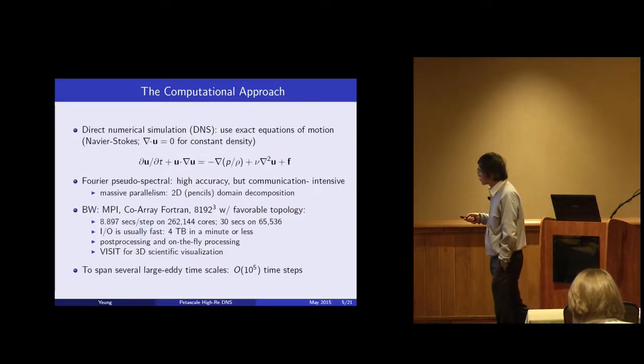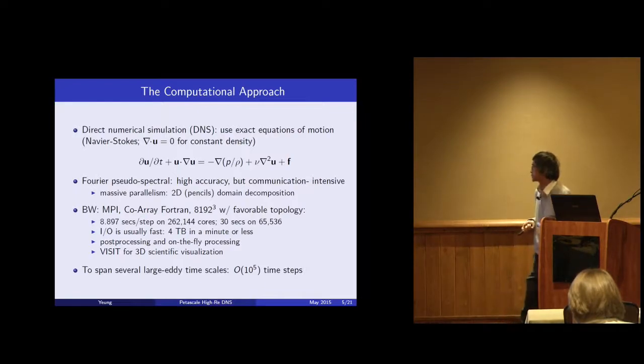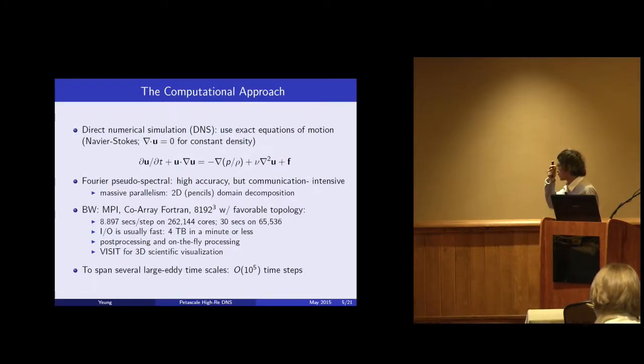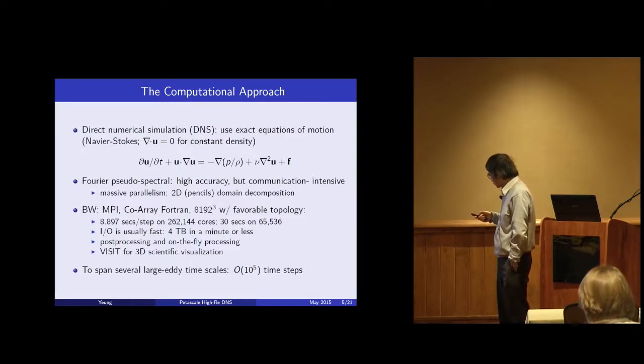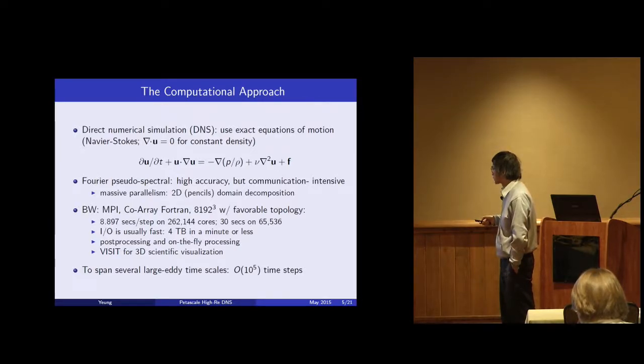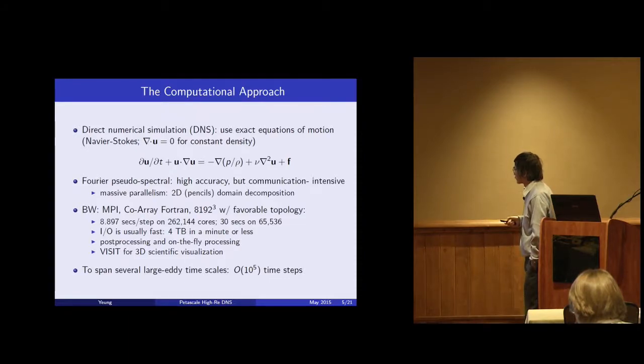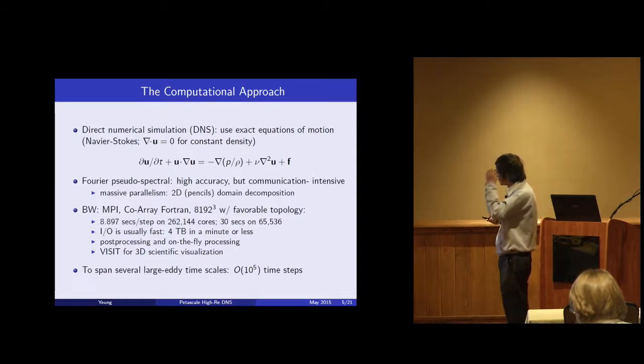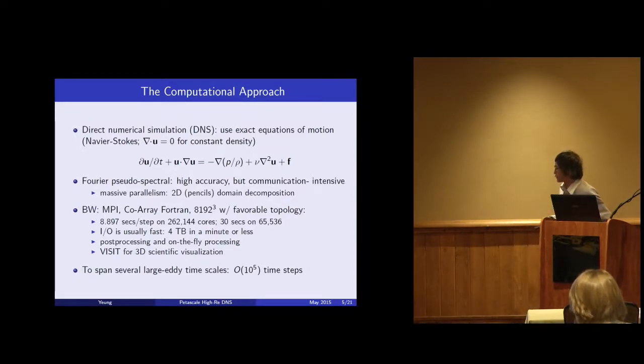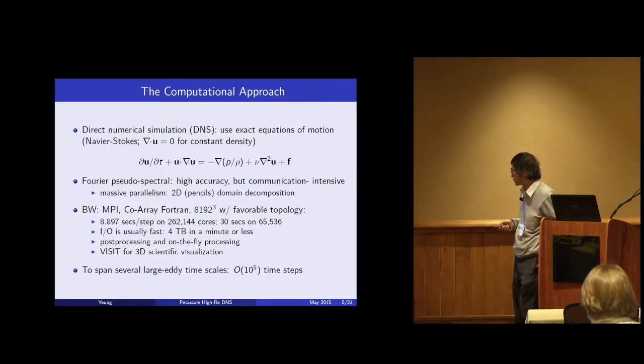We have used Coarray Fortran, which is very important. This is essentially one-sided communication. And on about 256K cores, our best timing was just under 9 seconds per time step, which scales very well if you compare to 30 seconds on 64K cores. The I/O is quite fast. We can write a 4 terabyte checkpoint in about a minute.